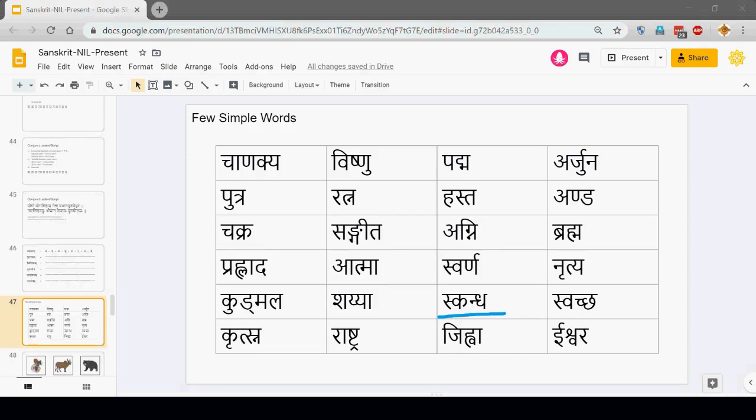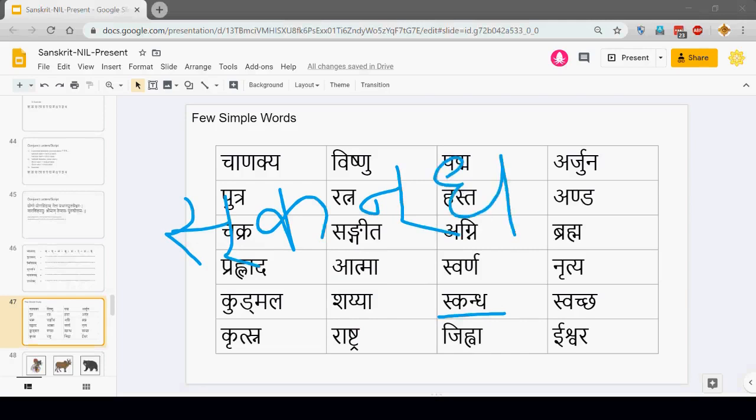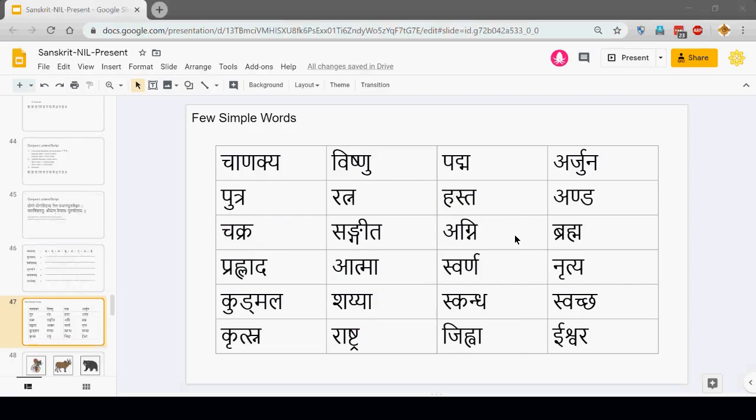Okay. Next one. Skandha. Yes. These are two conjunct letters. Skandha, sa, ska. This is ka, and there is half na. Reading from left to right, the consonant comes first without any vowel. Skan, and there is dha. Skandha. Skandha means shoulder.